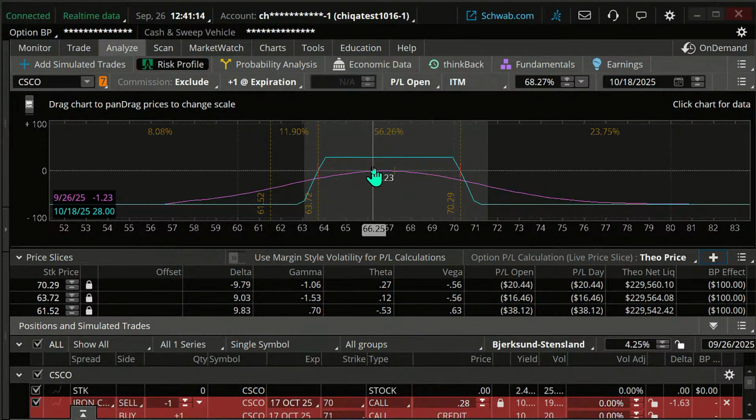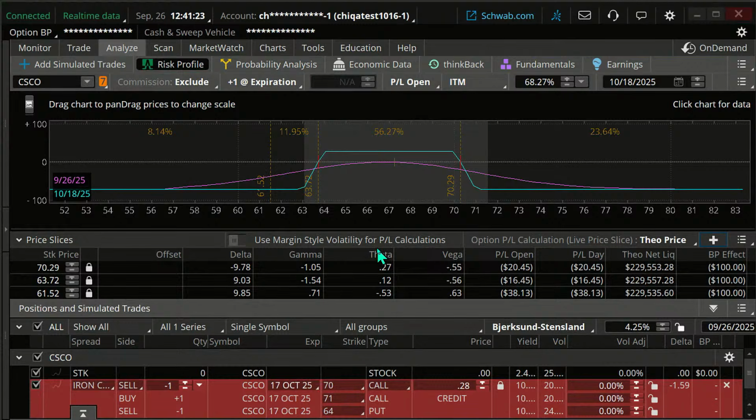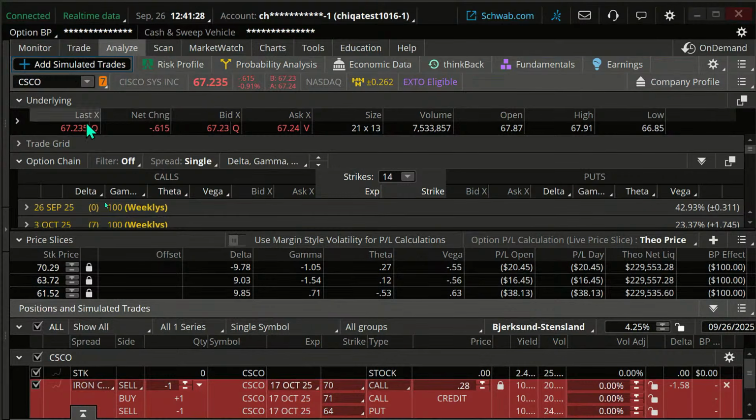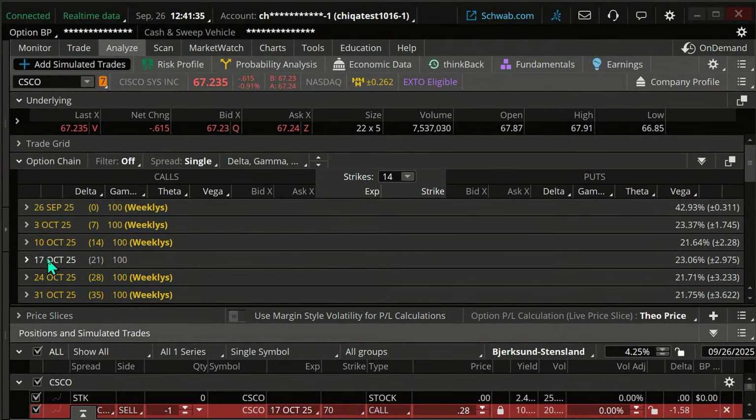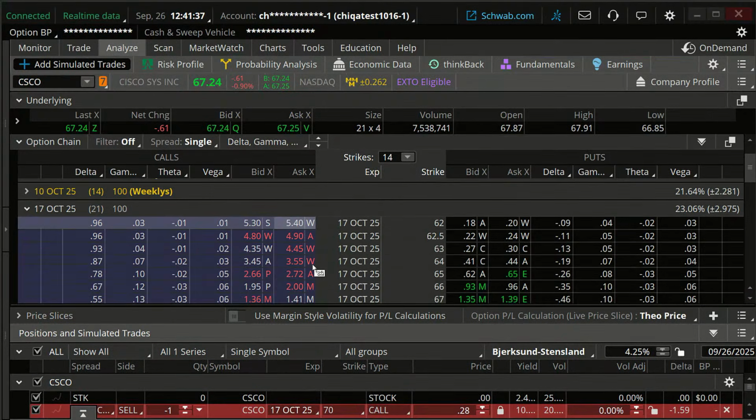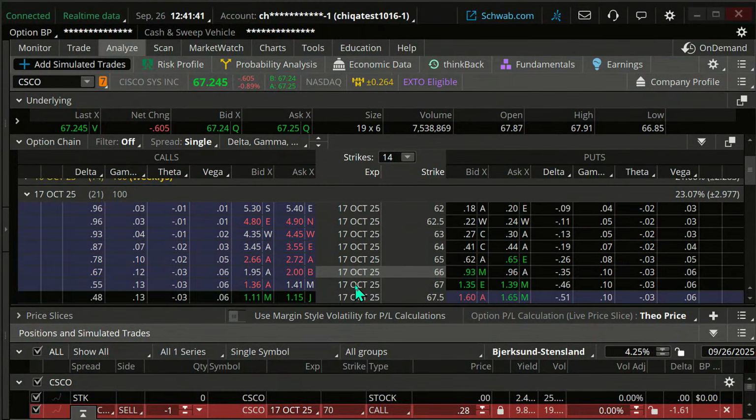Okay? Now, let's do one other thing. We could say, well, hey, this looks okay, but what about, say, a calendar spread? I want to compare that. Let me add simulated trades, and I'm going to look at a potential calendar spread on this. Let me go out here to the 17th of October. I'm going to sell a call calendar, pretty much at the money. Maybe I'll sell a put calendar because we'll just keep this out of the money just a little bit.